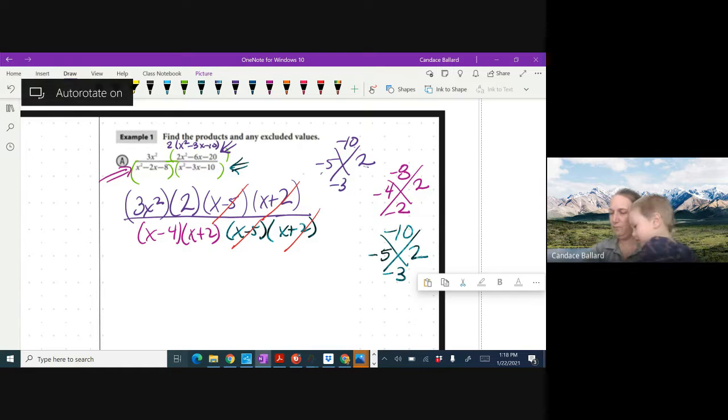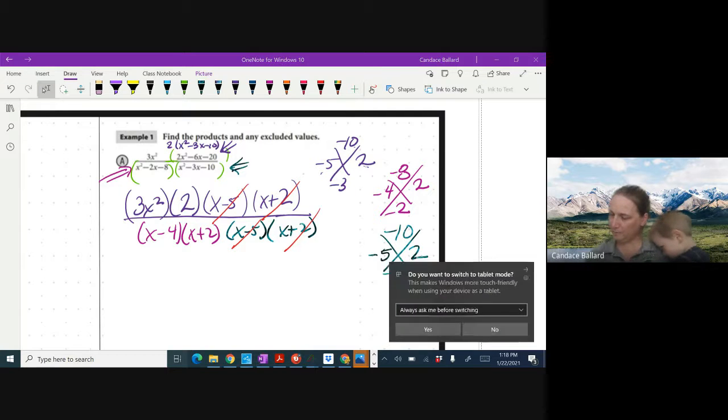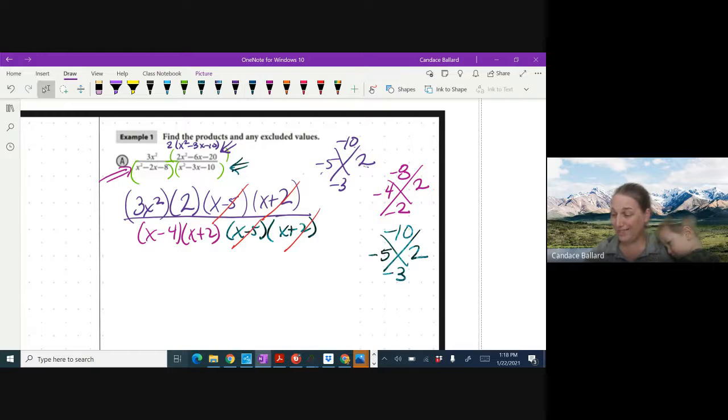Yeah, okay. All right. So we are going to multiply across the top here. So across the top, we could put those together. So we could say 6x squared times x minus 4 times x plus 2.